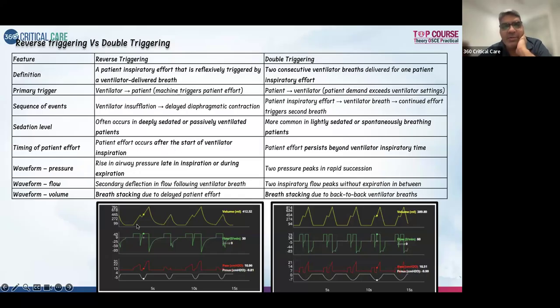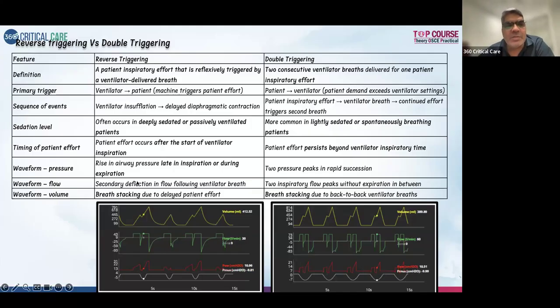So initially there will be a ventilator breath and then there will be diaphragmatic contraction. In this case, patient effort persists beyond the ventilator inspiratory time. Even if the ventilator has gone into expiration, the patient still continues to breathe. Waveform, what are the changes? Unfortunately, they look more or less similar.